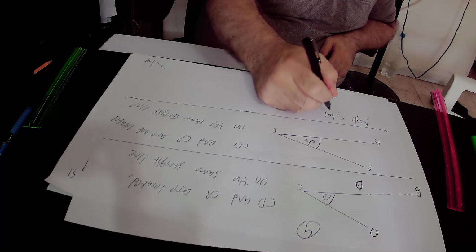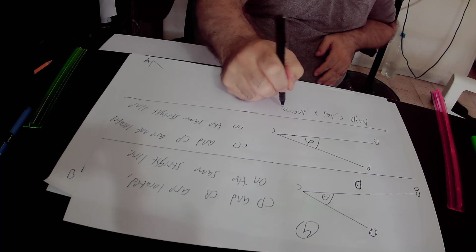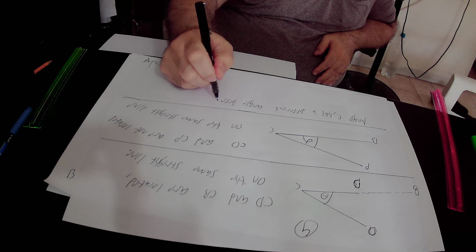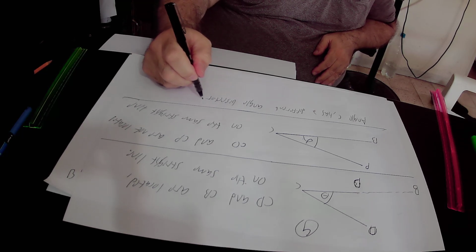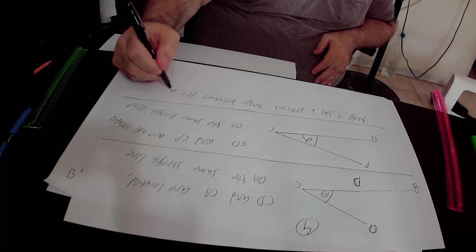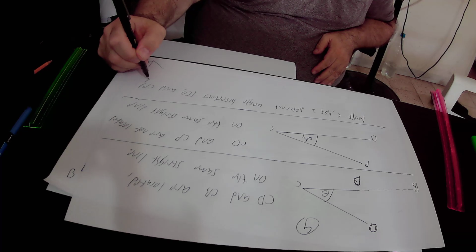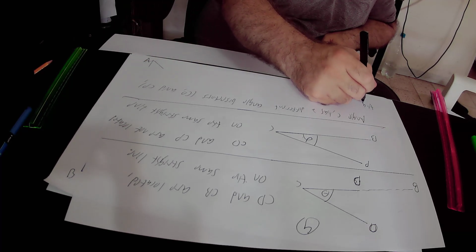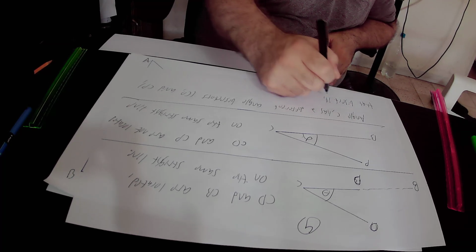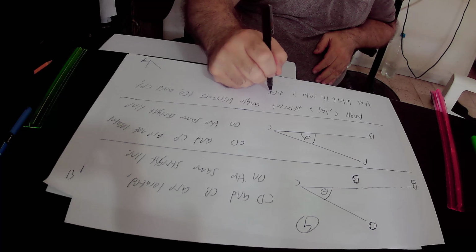So we actually found out that angle C has two different angle bisectors. That is to say, CO and CP bisect it into two different halves.